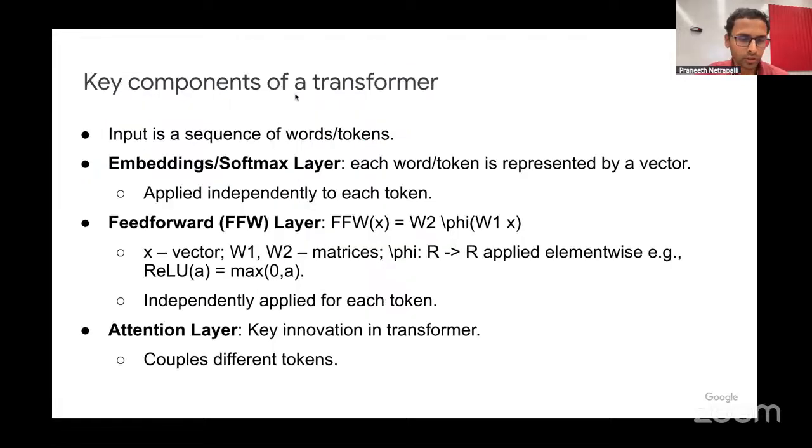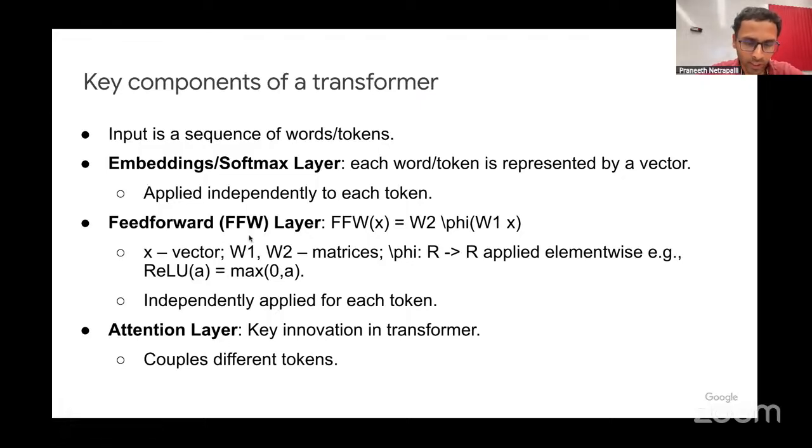The key components of a transformer are the embedding or softmax layer, the feed forward layer, and the attention layer. In the embedding or softmax layer, each word or token is assigned some particular vector in this 1000 dimensional space, applied independently to each token. Each token's representation is independent of any other token's representation as a parameter. Through training, two representations may come close because they are semantically similar, but there is no constraint binding them in any way.